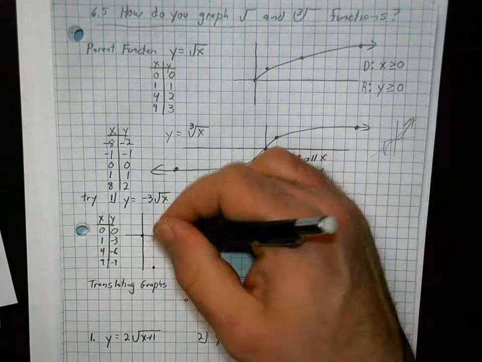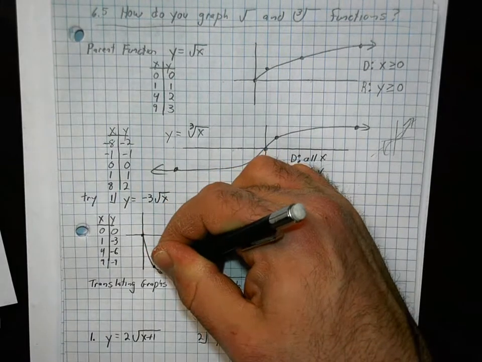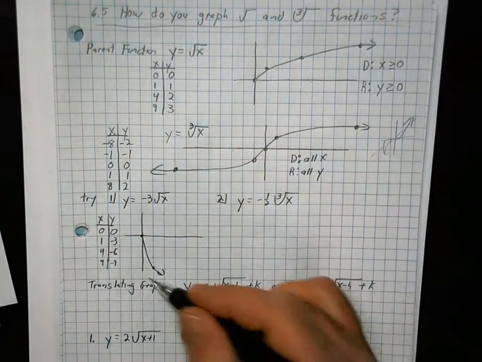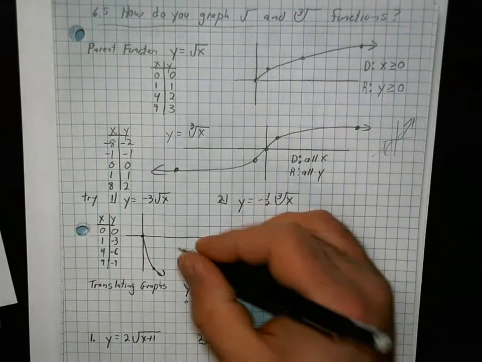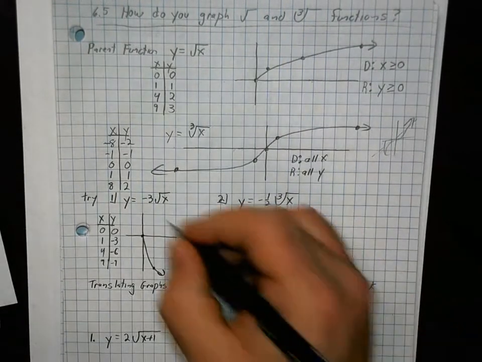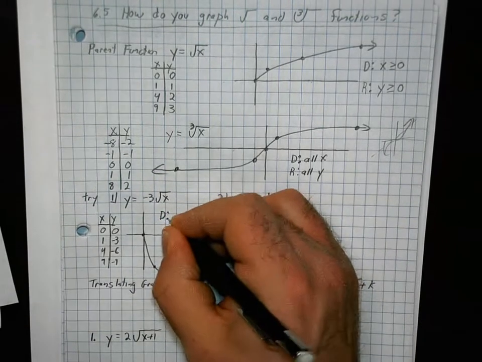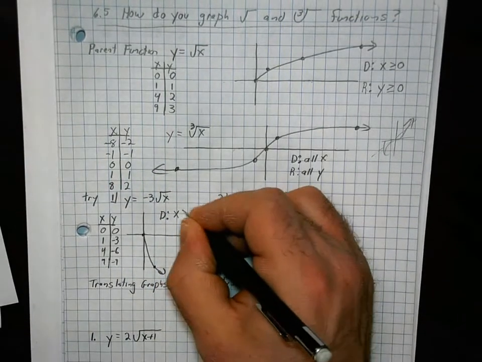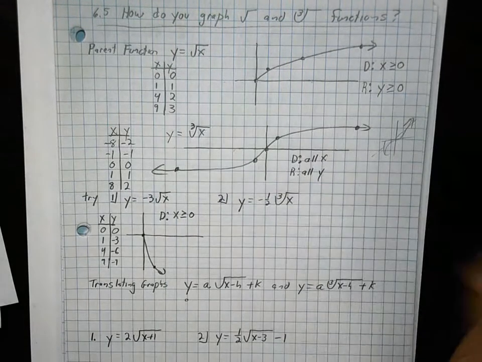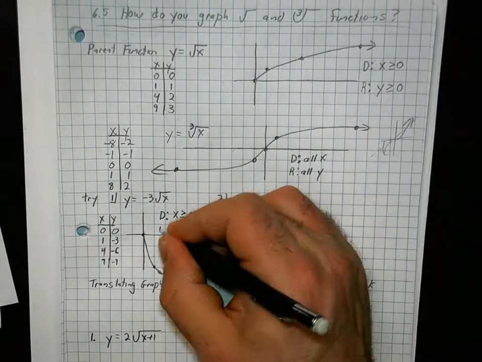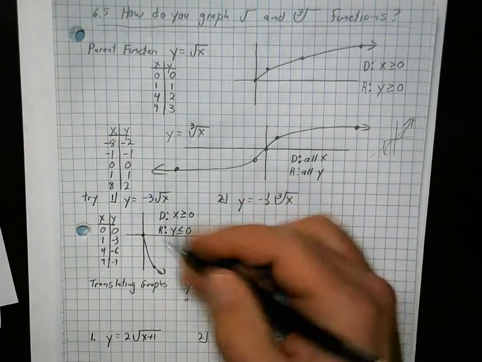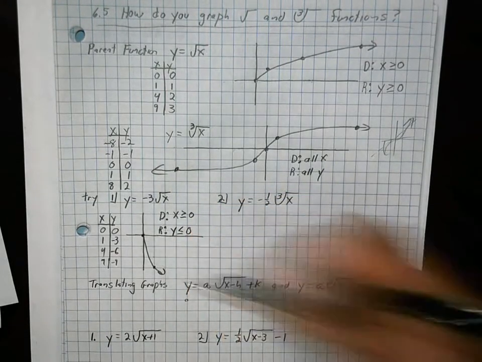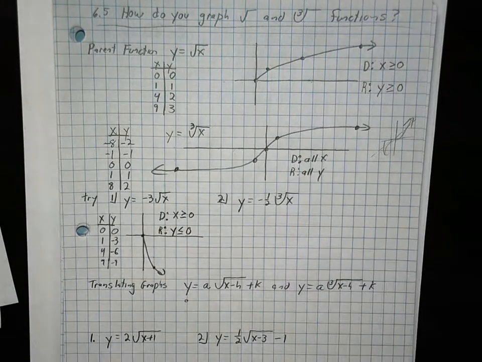I'm going to run out of room here, but you can see what's happening with this graph. It's going down, and it's going to level off, but that's what the graph would look like. Now, what is the domain? The domain is x is greater than or equal to 0 again, because I can't plug negatives in. The range, however, is y is less than or equal to 0 because my outputs are all less than or equal to 0. So that's what I would get on that one.